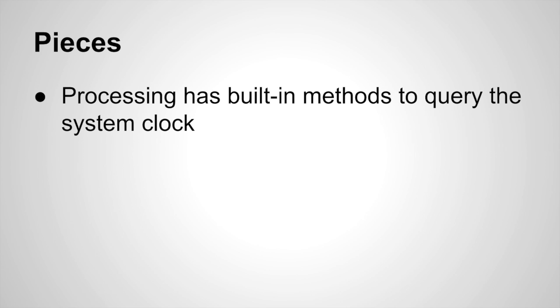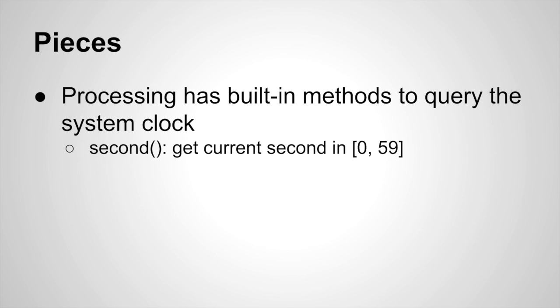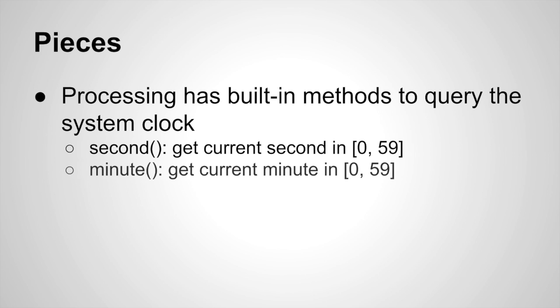Okay, so maybe the first thing we should talk about is how we are going to get the system clock information, that is the current hour, minute, and second, in order to make our clock display the correct time. Well, as it turns out, Processing has some built-in methods that allow you to query the system clock quite easily. For instance, the second method gets you the current second, and the return value of that method call is an integer between 0 and 59. Likewise, there's a minute method call, and when we call that method, we get an integer in the closed range between 0 and 59.